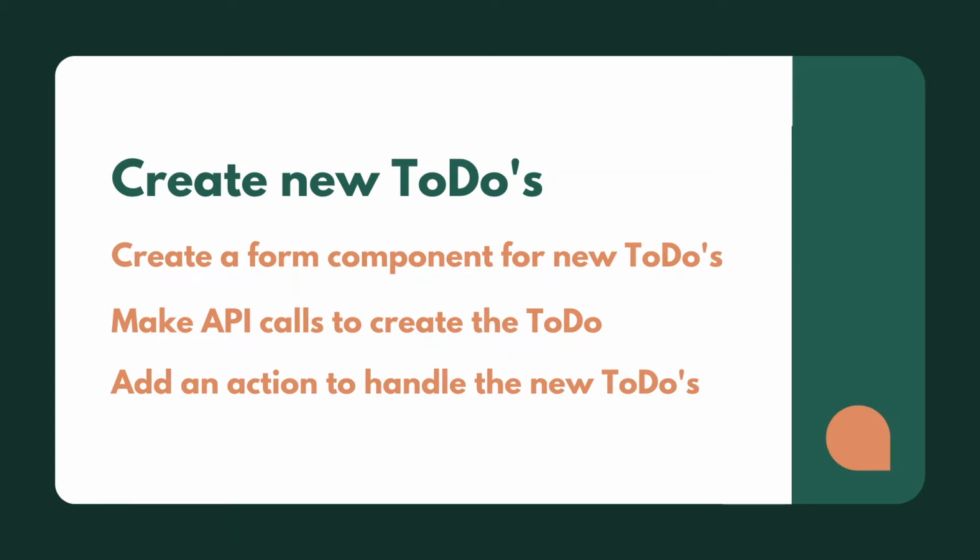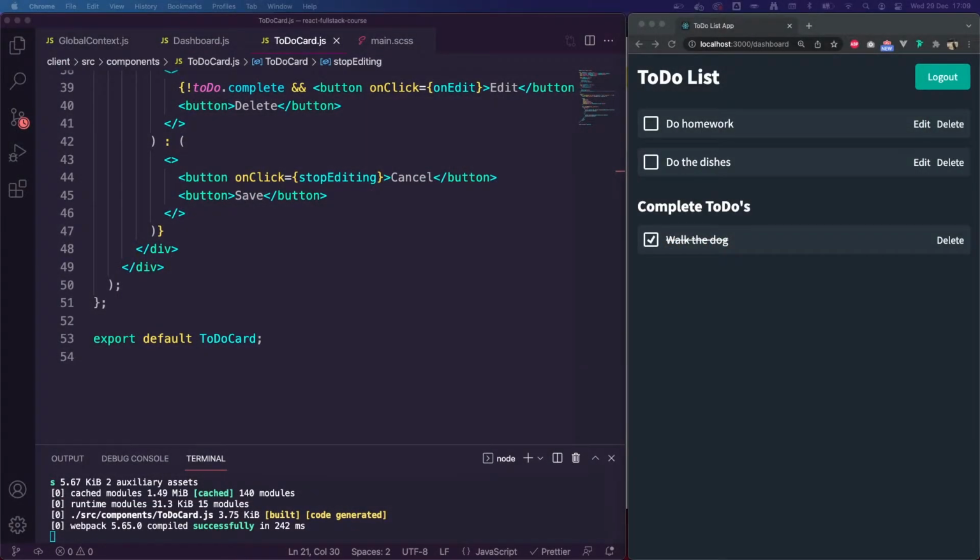So in the previous lesson we were outputting our to-dos, and in this lesson I want to work on creating new to-dos before we actually look at manipulating and updating our previous to-dos. So to create new to-dos, we're going to create a new form component. We're going to make API calls from that component to create the to-do, and then we're going to add an action to our global context to handle the new to-dos and to get them to output with our current to-dos. So let's move back to the code.